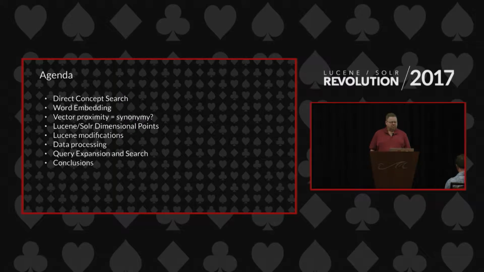discuss some of the problematic nature of using word embedding vector proximity to imply synonymy, a short intro to Lucene Solr dimensional points, some Lucene modifications I had to make in order to make this work, data processing I did, a program I wrote to do query expansion search, and some conclusions.